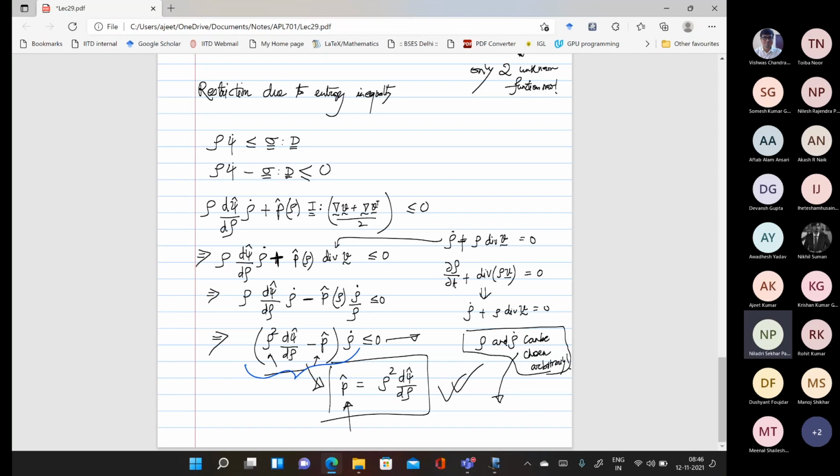Regarding objectivity, one can choose a different reference frame to measure the deformation in the current configuration. That's why, irrespective of the chosen configuration, the constitutive equation should be satisfied. That's why objectivity should be satisfied. I'm correct, sir?